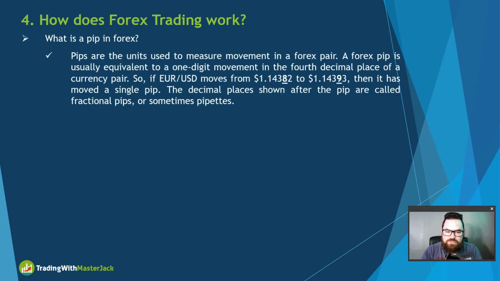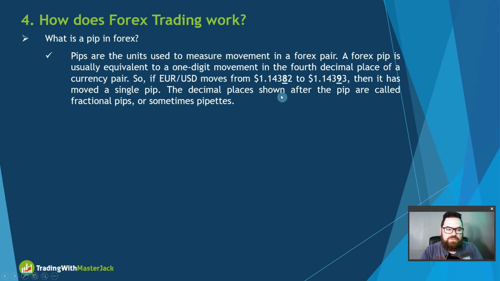Pips are the units used to measure movement in a Forex pair. A Forex pip is usually equivalent to a one-digit movement in the 4th decimal place of a currency pair. So if the Euro USD moves from 1.14382 to 1.4393, then it has moved a single pip.